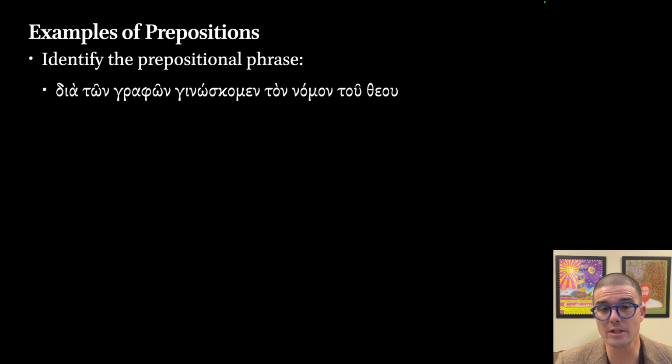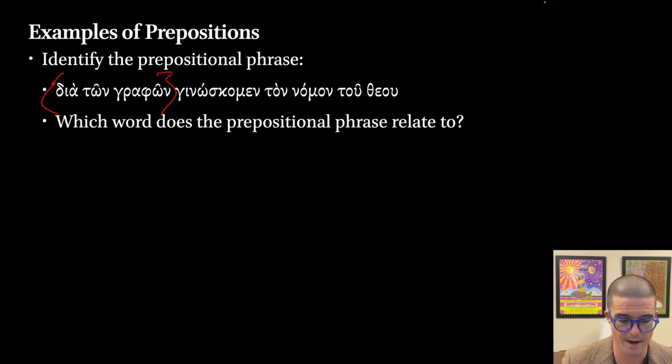All right, now English translation. We have through the writings, we know the law of God. Through the writings, we know the law of God. I've generally gone in the Greek word order for my English translation there. All right, nailed it. Dia ton graphon is our prepositional phrase here.